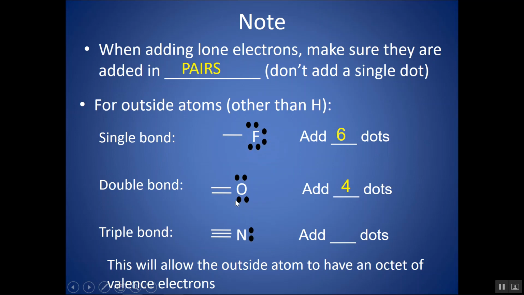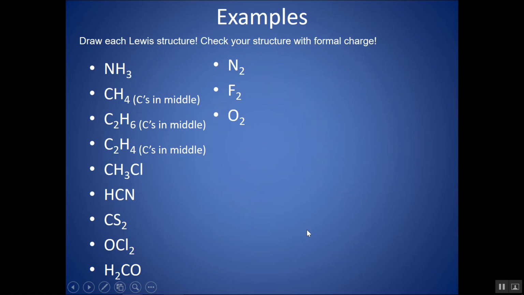1, 2, 3, 4, and 1 from each bond, 5, 6. And same with nitrogen. Okay. Why don't you try some examples? Feel free to pause the video and then unpause to check your work.